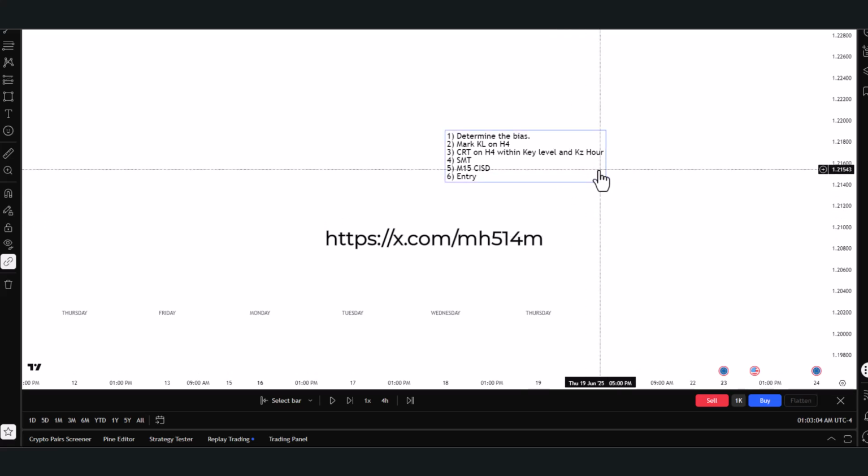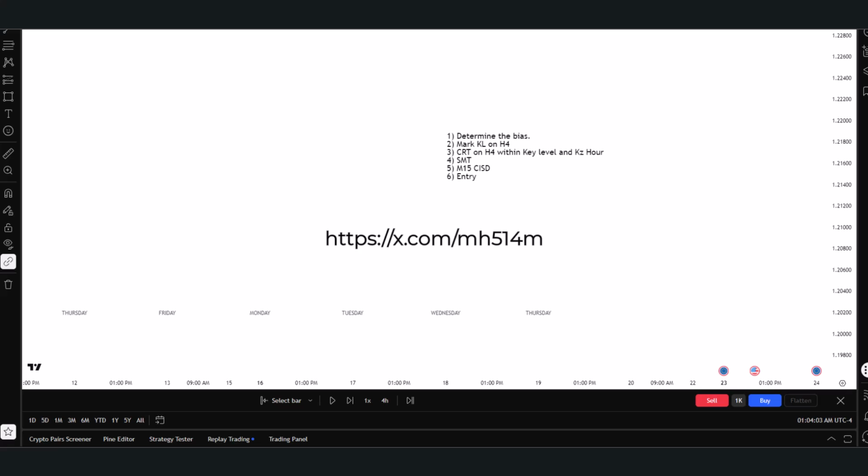Next step: CRT on H4 within a key level and kill zone hour. I only trade on H4 and M15. H4 as a CRT and M15 for lower time frame entry. To avoid unnecessary drawings and to keep my psychology strong, I only trade on H4 and M15.